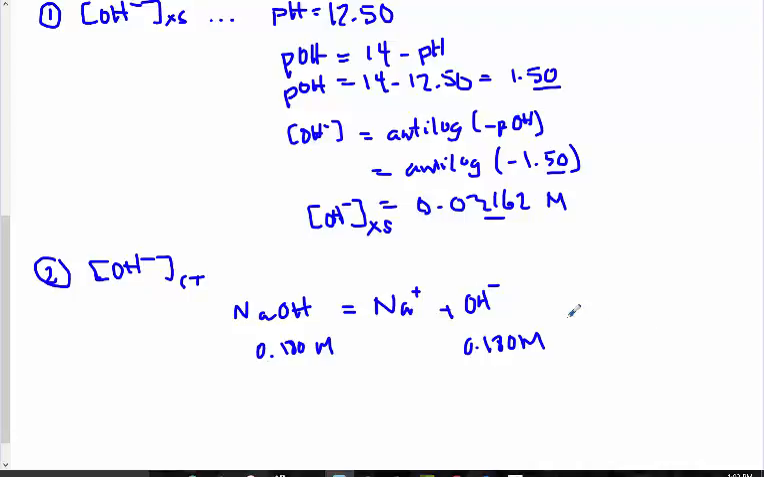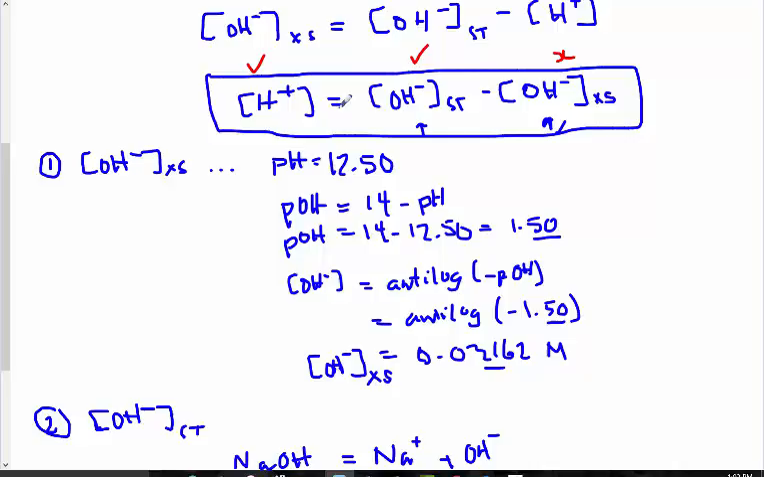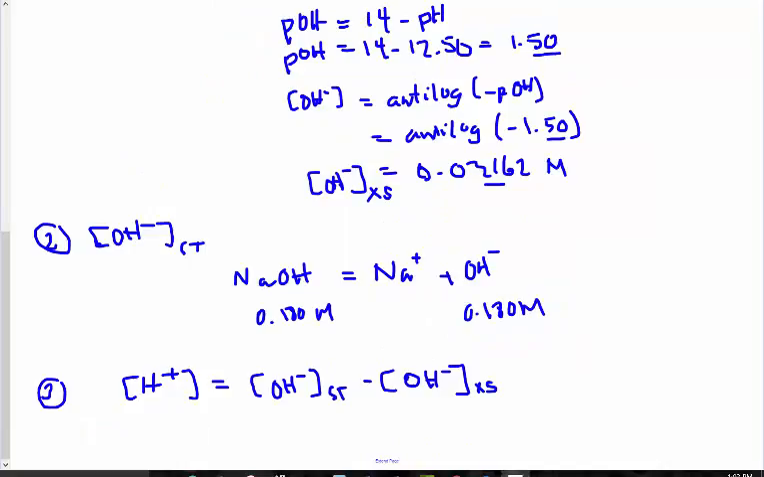Okay, so the next step then, because I've now solved for the starting concentration of hydroxide and the excess, I can go ahead and use this to calculate the concentration of H+ that was present in this resulting mixture. So let's go ahead and use that right now. I've written it down again below, and I'm going to plug in these concentrations for the hydroxide ion now.